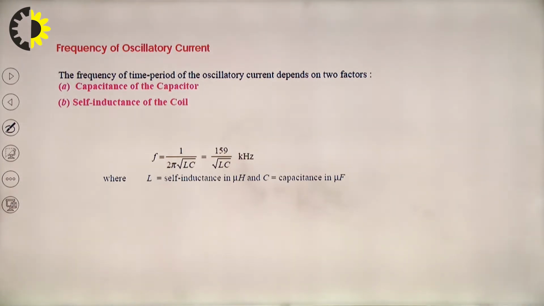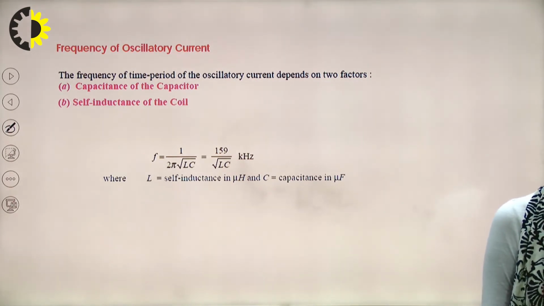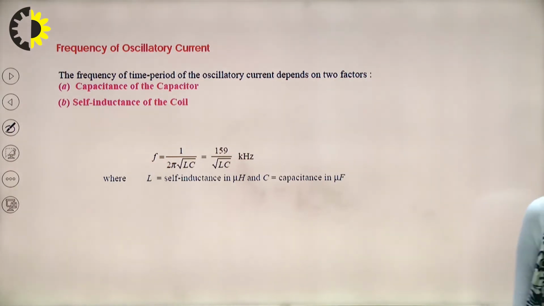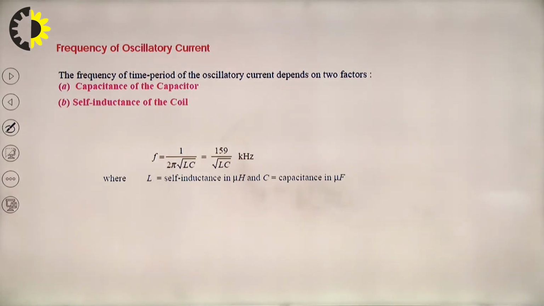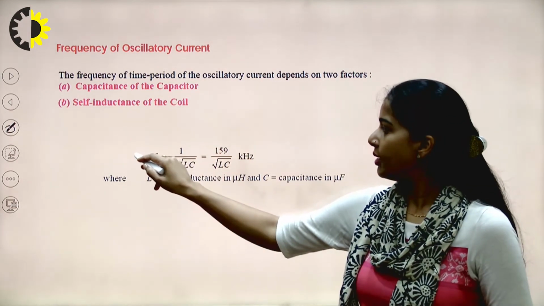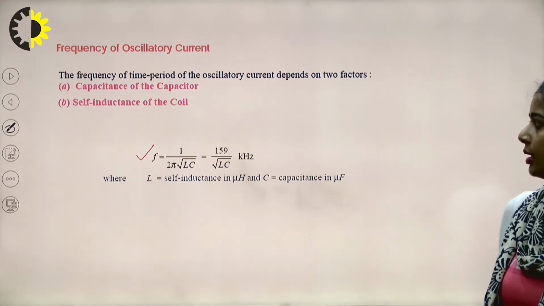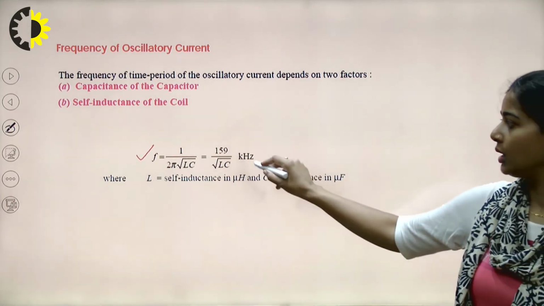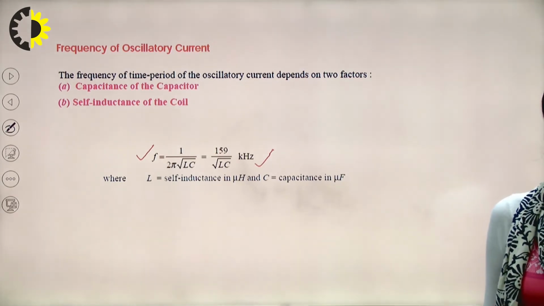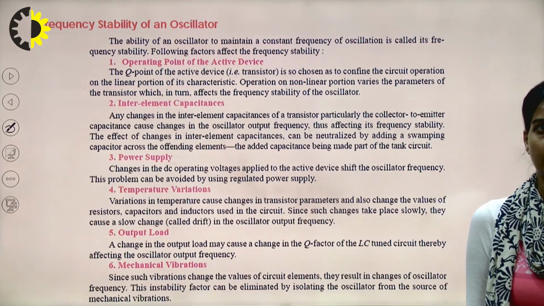Frequency of oscillatory current: the frequency or time period of oscillatory current depends on two factors, the capacitance of the capacitor and the self-inductance of the coil. The frequency can be written as f = 1/(2π√LC), that is 159/√LC kilohertz, where L is the self-inductance in microhenry and C is the capacitance in microfarad.